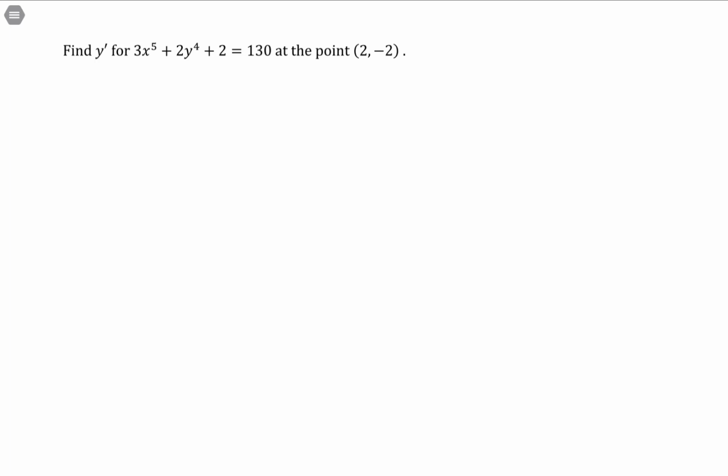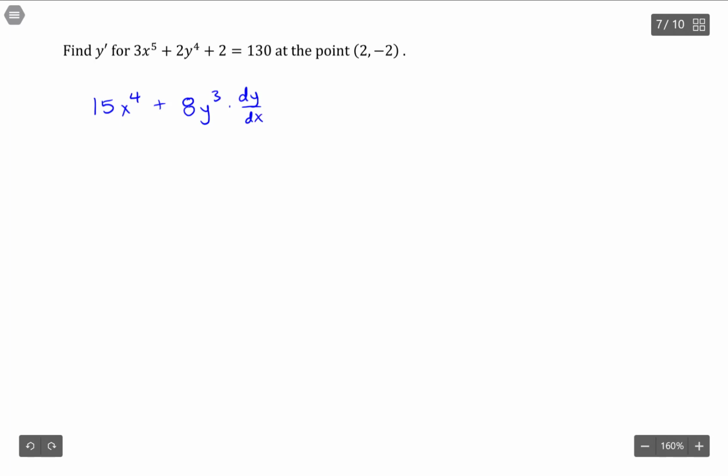So 3x to the fifth has a derivative of 15x to the fourth power. 2y to the fourth, we're treating this as an outer function. We differentiate our outer function, which would be 8y to the third, and then you complete the chain rule by multiplying by the derivative of the inner function. Well, the inner function is just y, so we put this marker dy dx indicating that later on we expect we will differentiate y with respect to x. So it just completes the chain rule.